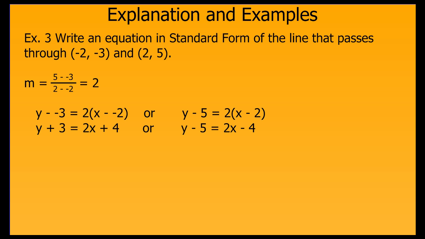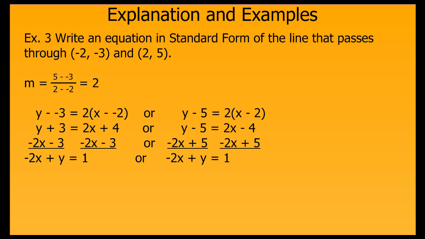Now I subtract 2x and 3 from both sides if I'm working with the first point on the left side, or I subtract 2x and add 5 if I'm working with the second point on the right side. In either case, the standard form works out to be negative 2x plus y equals 1. Again, it's important to understand that you do not have to work through this with both points. Just pick one. But it's also important to know that you can use either point and it will still work out to the same standard form, which is why I showed you with both points.